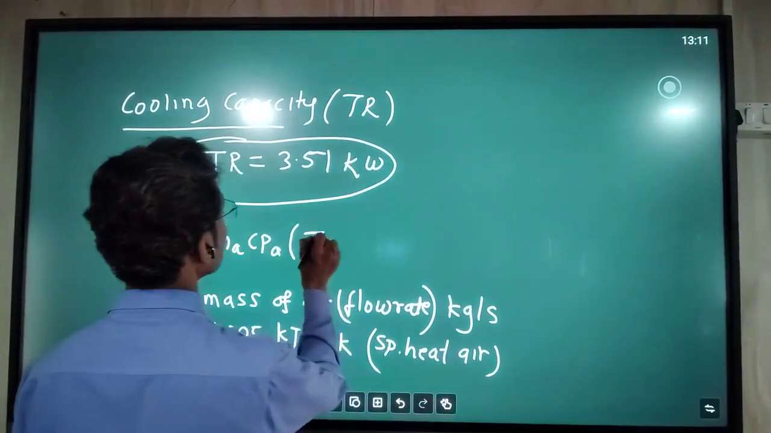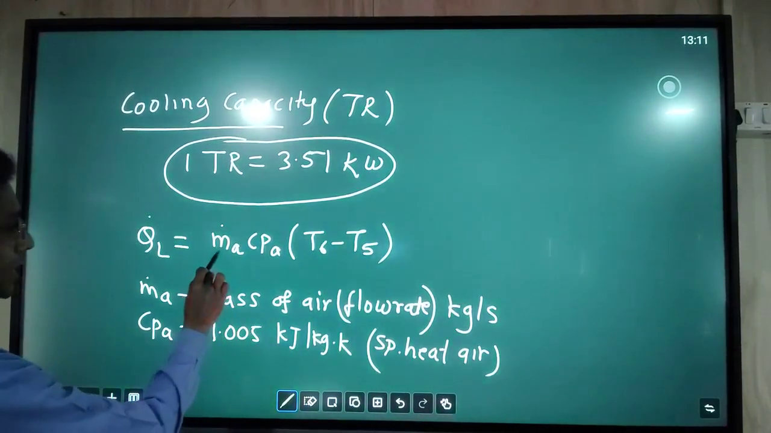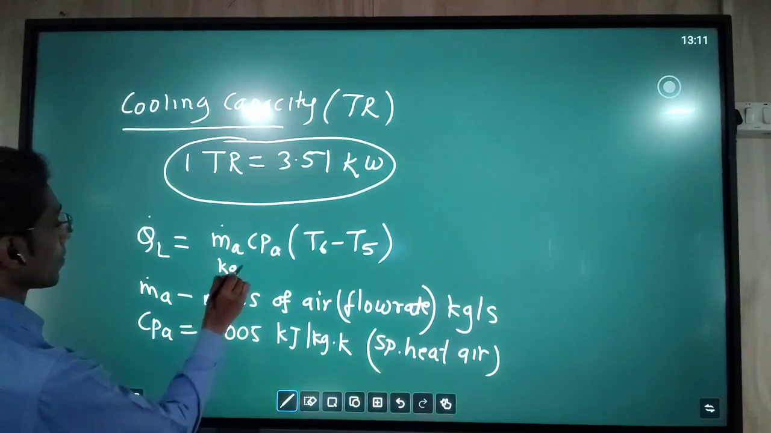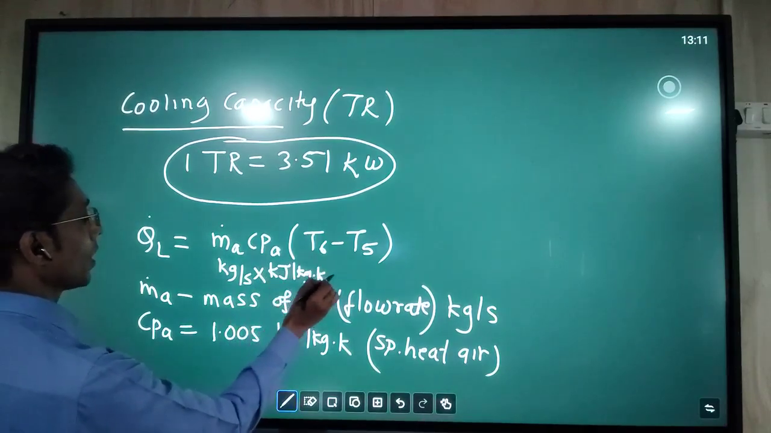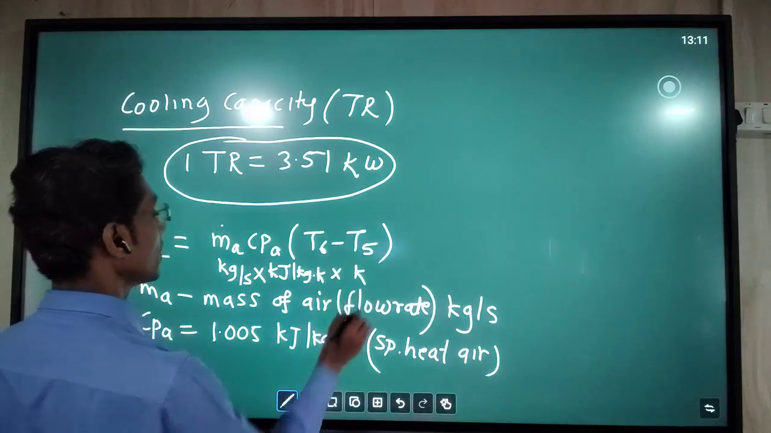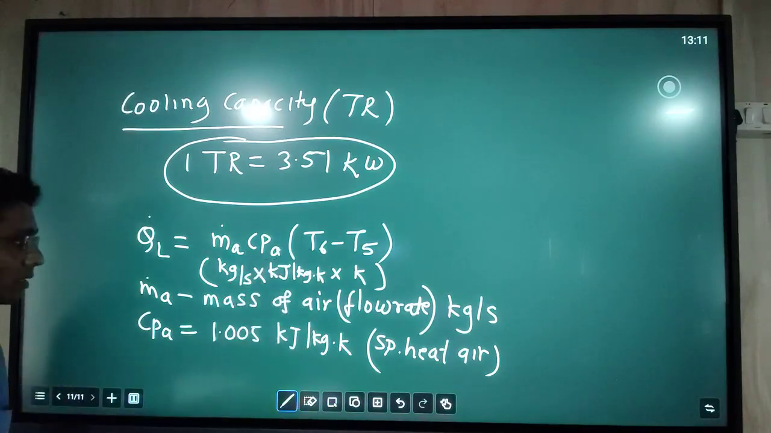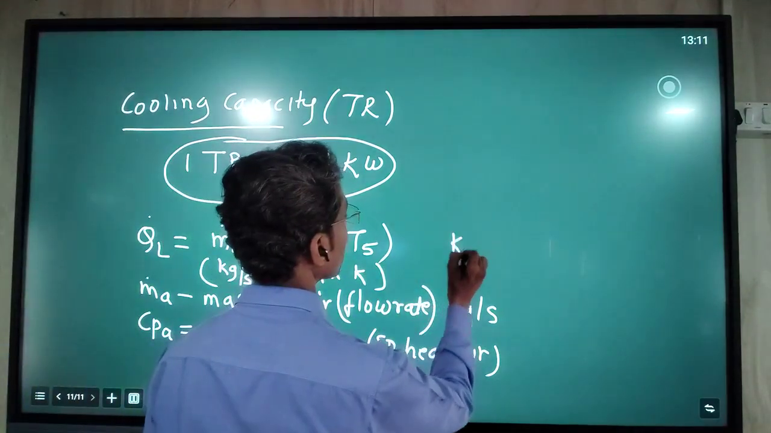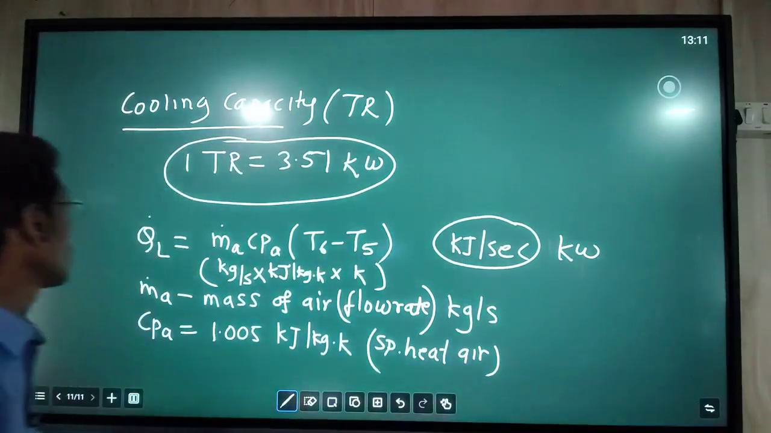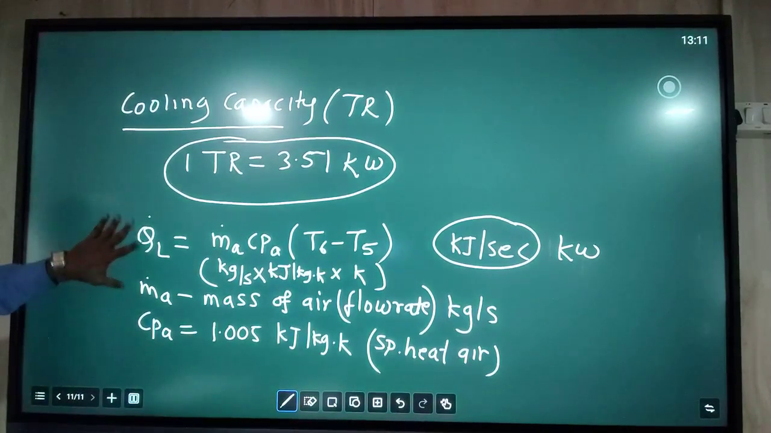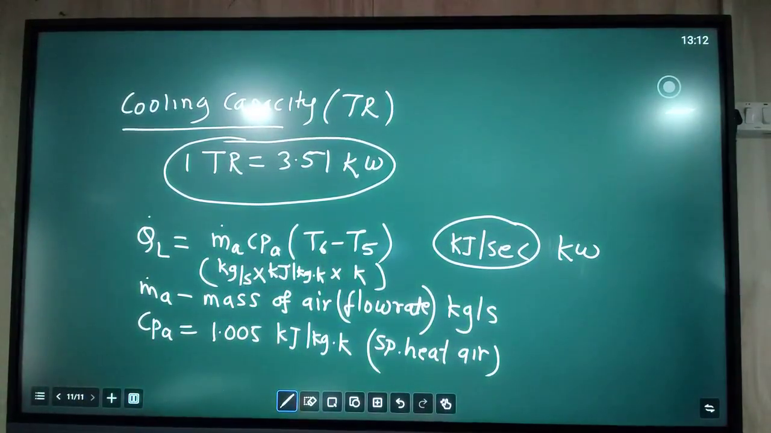So here, sorry, T6 minus T5, because T6 is a higher temperature. So product of kg per second into kilojoule per kg Kelvin, and into this temperature difference in Kelvin. So here we can get cancellation of all the terms. We find finally kilojoule per second, and that is what? Kilowatt. So cooling load or cooling capacity of the system is expressed in kilowatt. To find that, we can use this formula.